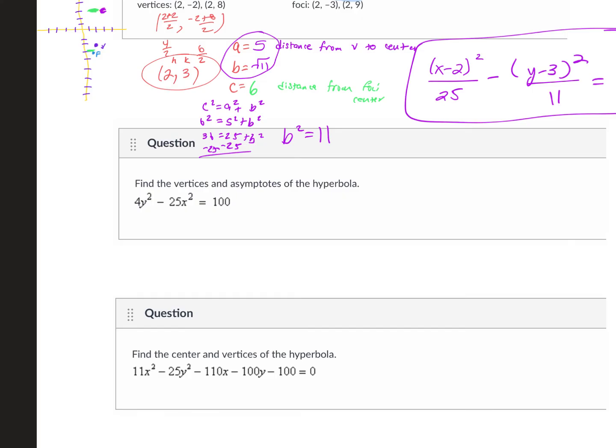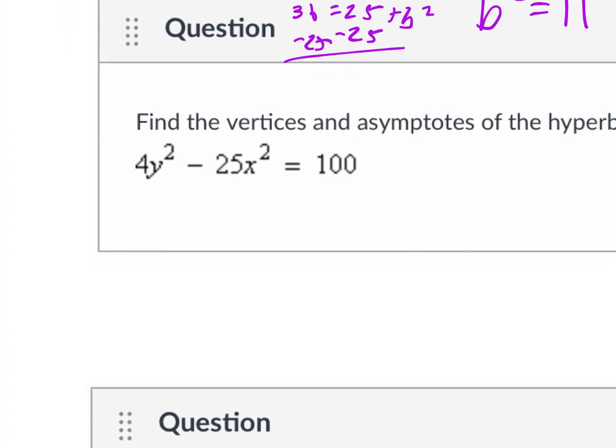All right, find the vertices and the asymptotes of the hyperbola. Well, I know this is a hyperbola, so I know in my mind what it should look like. But right away, I know something's wrong because my hyperbola should be set equal to 1. Yes, and it is not. So how do I do that? Divide everything by 100. Good.